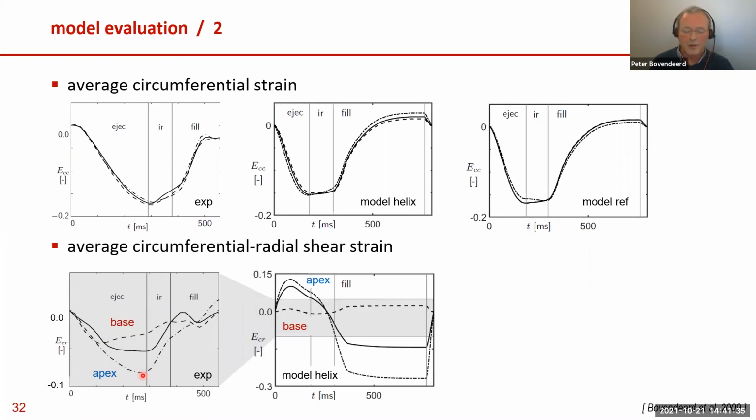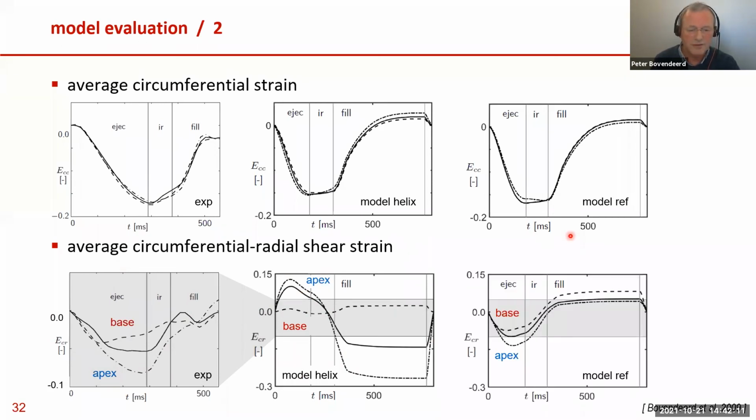In the model helix, so without the transverse angle, we found this pattern. And the first thing to observe is that the amplitude of the shear strain is much larger than observed in the experiment. Essentially this gray zone denotes the range of strains in the experiment. So you can see the range is much larger. And also the base to apex trend is different. Here we saw lowest strains at the apex, whereas in the model we see the highest strains at the apex.